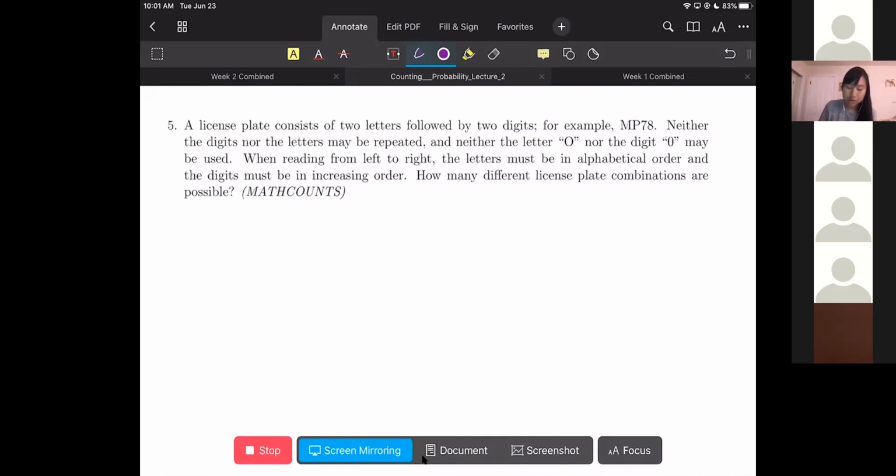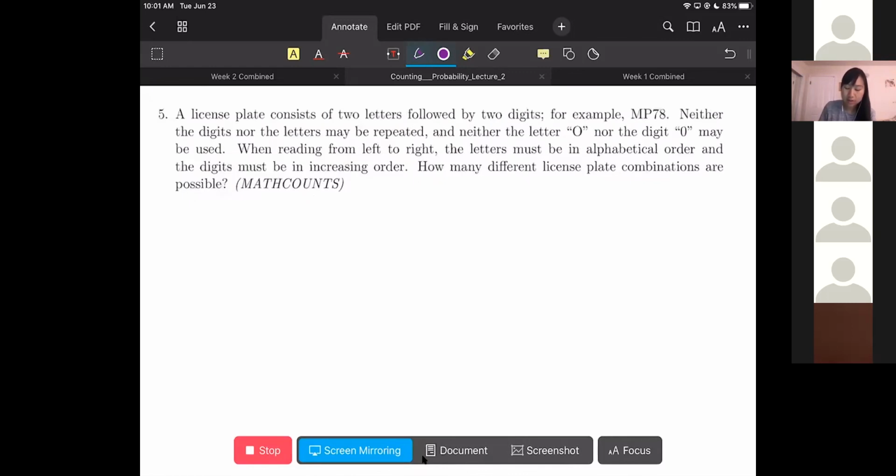So this question is, a license plate consists of 2 letters followed by 2 digits. For example, MP78. Neither the digits nor the letters may be repeated, and neither the letter O nor the digit 0 may be used. And when I read from left to right, the letters must be in alphabetical order and the digits must be in increasing order. How many different license plate combinations are possible? Any ideas?